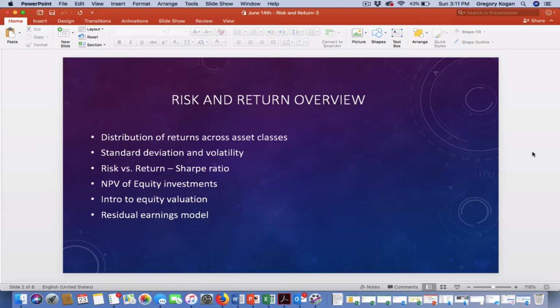So what is the distribution of returns across asset classes? Obviously, the more risk there is, the more return there is. Equity securities traditionally have more returns than bonds, and bonds have more return than safer bonds, right? So the standard deviation, volatility, really goes into that as well, since the volatility of riskier securities is usually higher. And that means, what is the standard deviation?